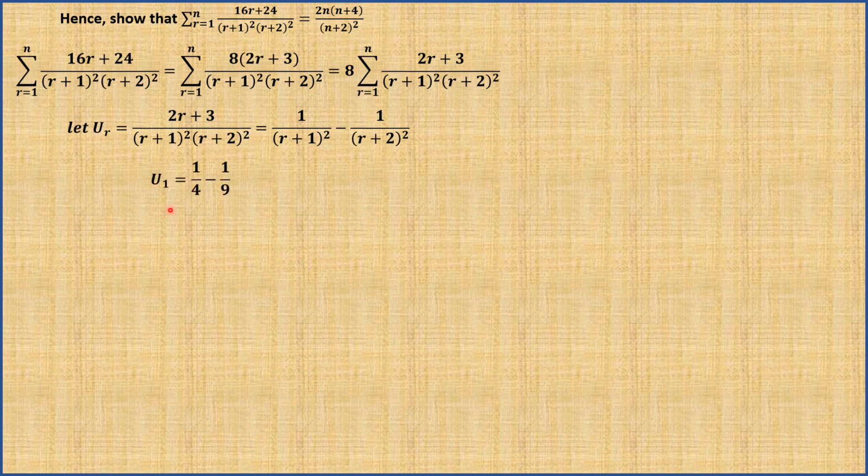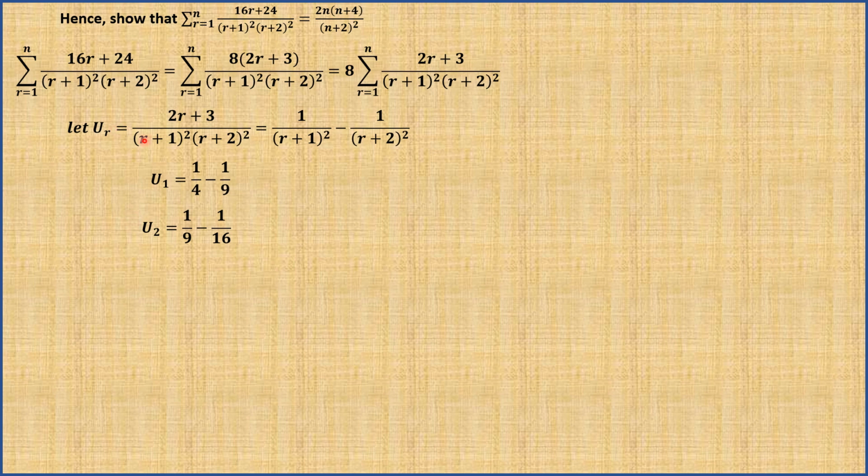We have the first term, u1. Remember the series starts from r equals 1. So u1 means I replace r by 1. When I replace r by 1 here, we'll have 1 divided by 1 plus 1 all squared. That will be 1 over 4. Minus, when we put 1 here, we'll have 3 squared, that's 9.